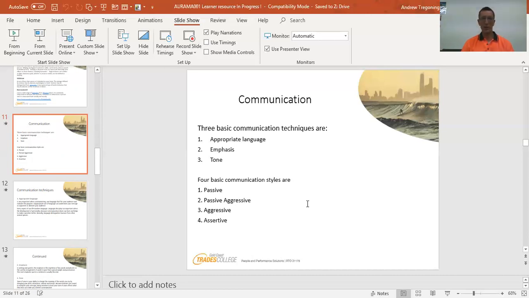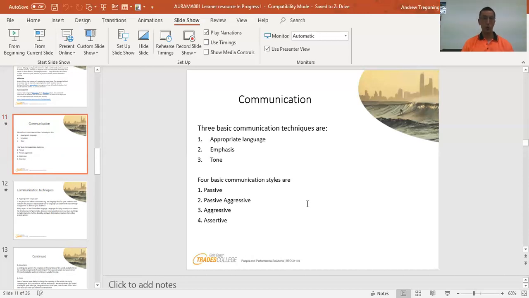Of course, appropriate language is right as well. We need to use the right language when we're describing something as well. We always must consider the other person. Communication is a two-way street. It's about the communicator, the person doing the communication, and it's also about the person receiving that communication as well.